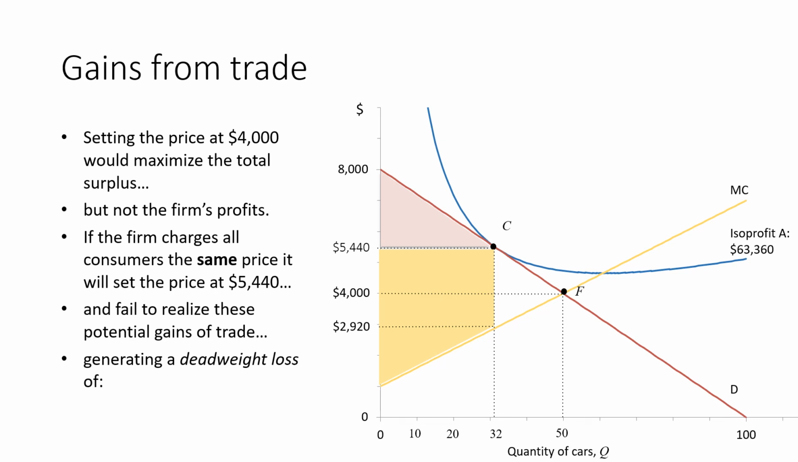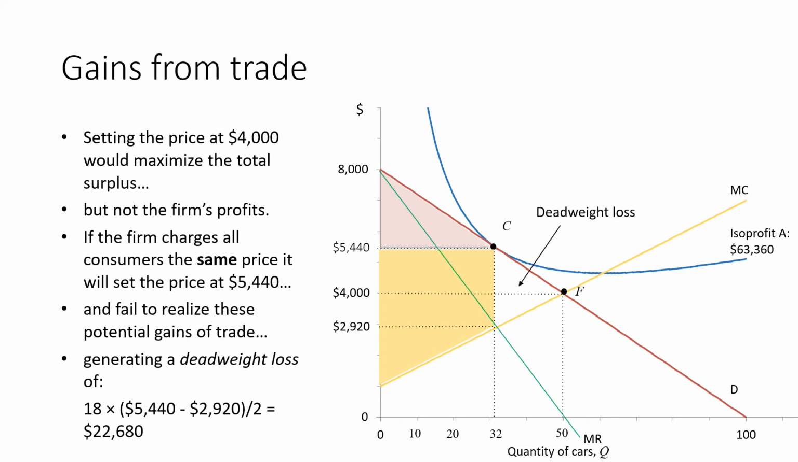And this is going to make our deadweight loss 18 in quantity, which is the difference between 50 and 32. Then when we make this calculation here, our total deadweight loss is going to be this area, with the MR here. So you can calculate the deadweight loss and find it is around 22,680.